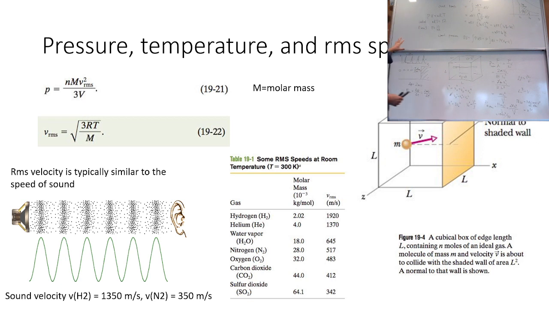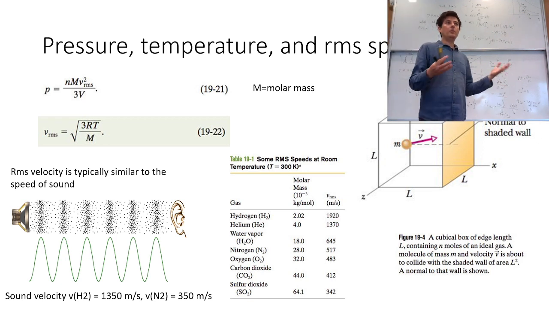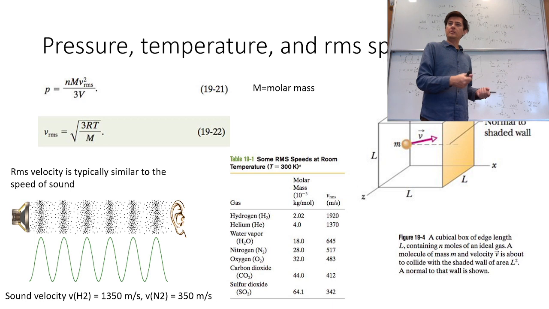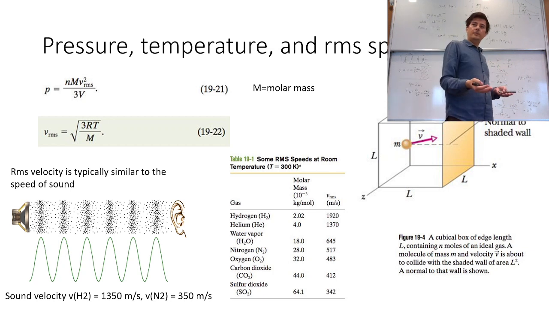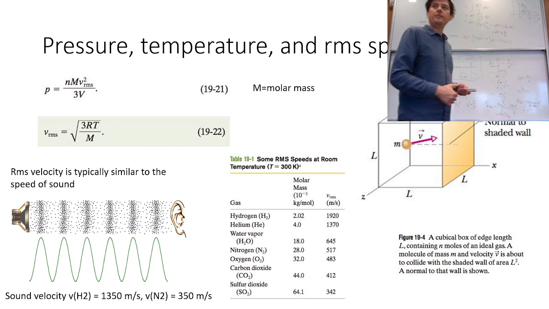PV equals nRT is, maybe the way I think of it, just a phenomenological relation that people found by experimenting with gases in the lab, and said, okay, well, what if I double the volume? What happens to the pressure? What happens to the temperature? And then they figured out that relation, but it's not derived. So it's just different. Yeah.